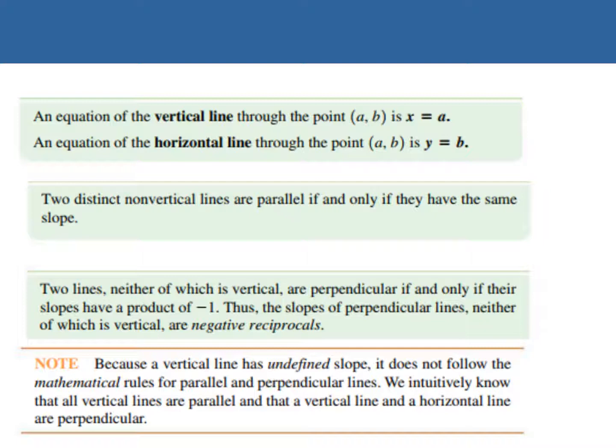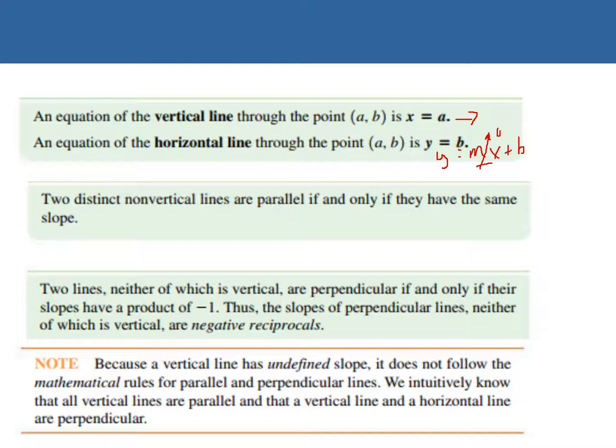Now, you remember we discussed vertical lines and horizontal lines. A vertical line through a point (a, b) is just x = a, and a horizontal line through a point (a, b) is y = b. Here we see for the vertical line, we have no y equals. And in the horizontal line, y = mx + b, we see that the slope is 0. So that term goes to 0.